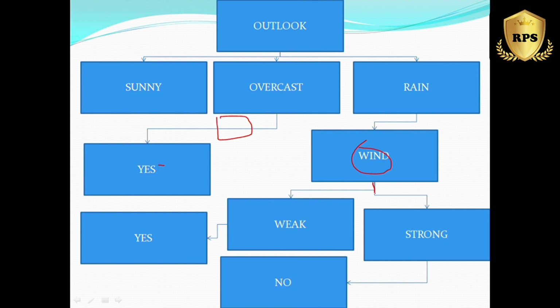This wind. Now wind is simply divided into what? Two parts. How many parts? Two parts. Weak and strong. When weak, answer is what? Yes. The answer which we have find. And strong, no answer. So here you can get an idea.